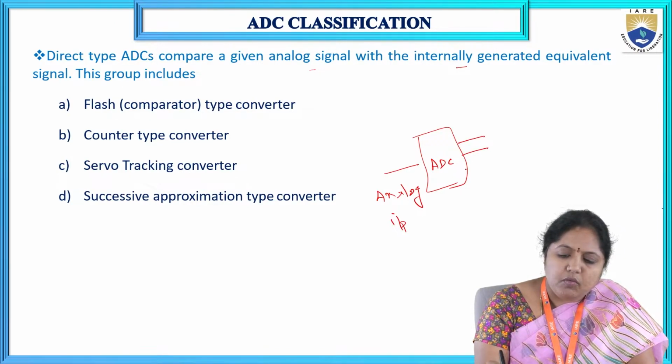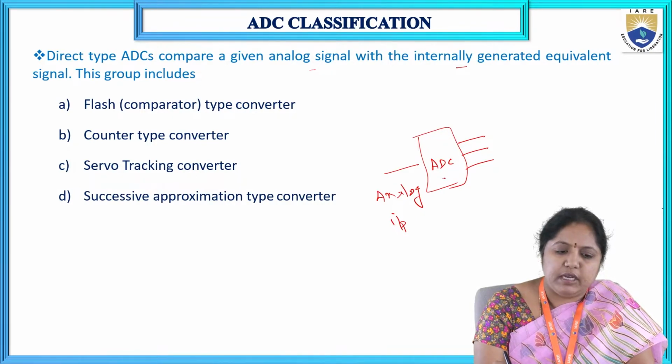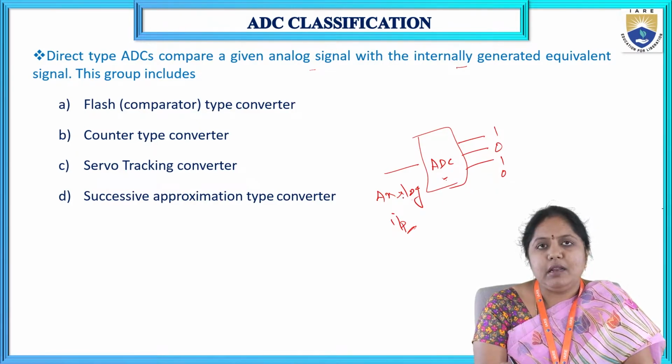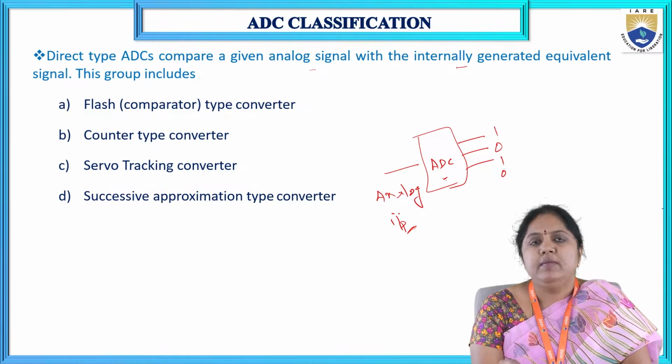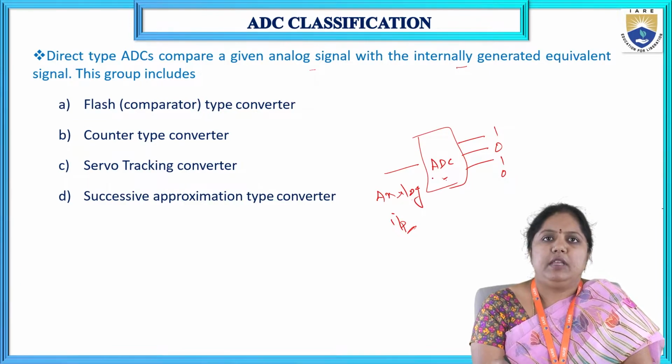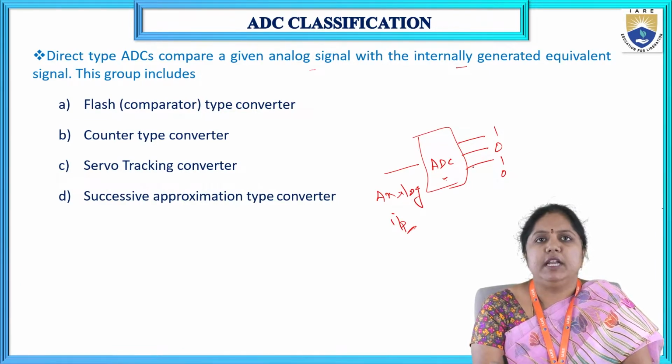Here, by comparing the analog input signal with the internally generated signal, it will generate the output values as binary bits, in the form of ones and zeros. The main thing we need to concentrate on in the direct type ADC is that, by giving the analog input signal, it will compare it with the internally generated signal. With the comparison, it will generate the corresponding binary bits at the output side.